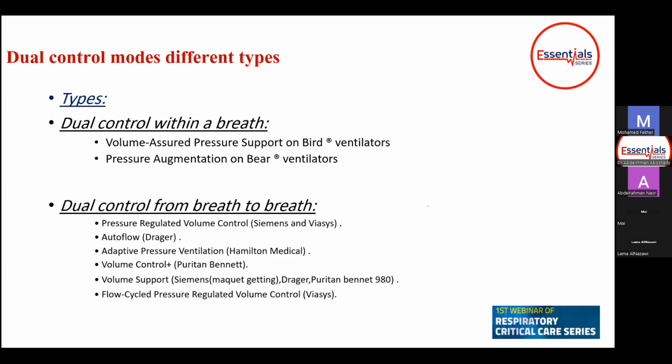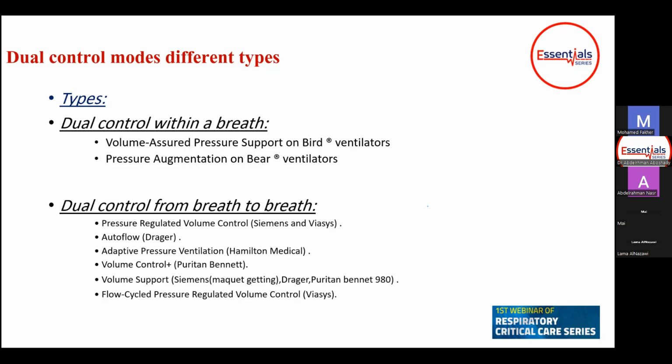But other dual control modes do not calculate the compliance in the same breath. It just gives the pressure limit, let's say a pressure limit of 20 and a tidal volume needed of 500 mL. If the pressure limit of 20 does not achieve the 500 mL, in the next breath the pressure limit will rise by 3 cm water to achieve the target tidal volume.